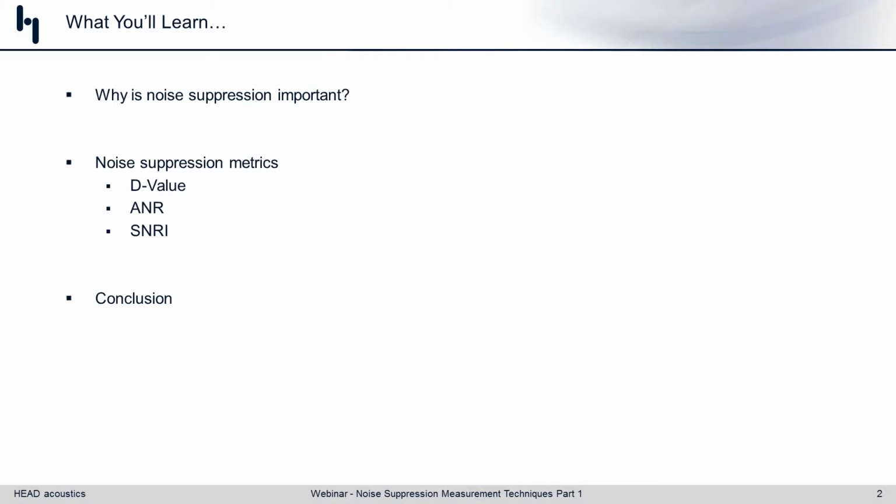Part 1, today, we'll talk about fundamentally why is noise suppression important. We'll paint a nice little picture, give you some examples. I think everyone will be clear on that. We'll dive into a couple of the single value metrics, so the ANR, ambient noise reduction, and the SNRI metrics, so signal to noise ratio improvement metrics. Then we'll wrap it up, put a nice big bow on it, and send you guys on your way.